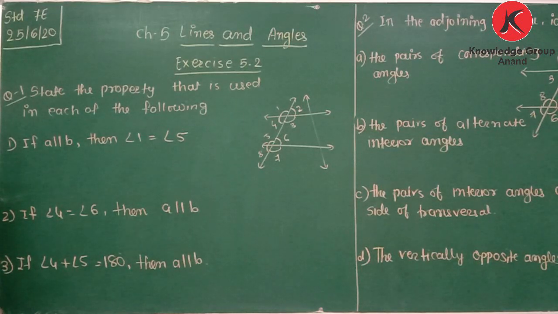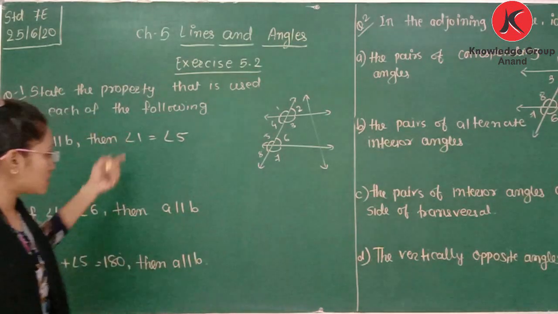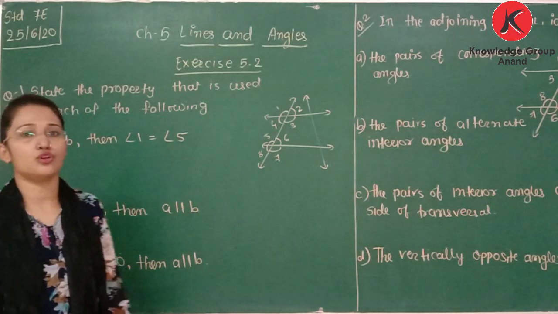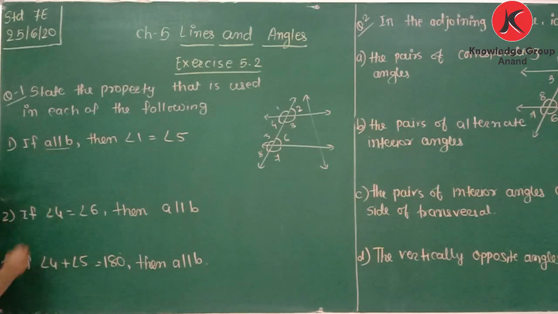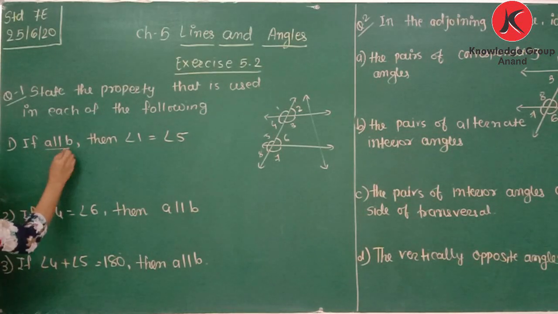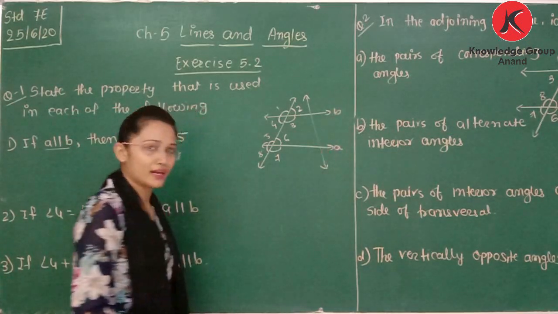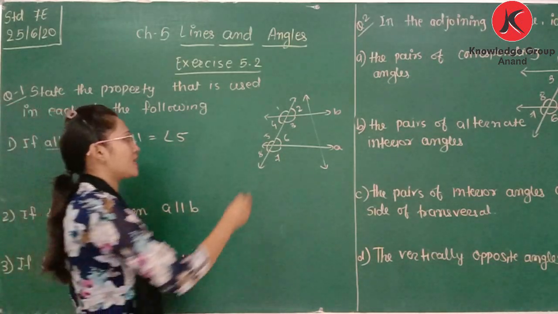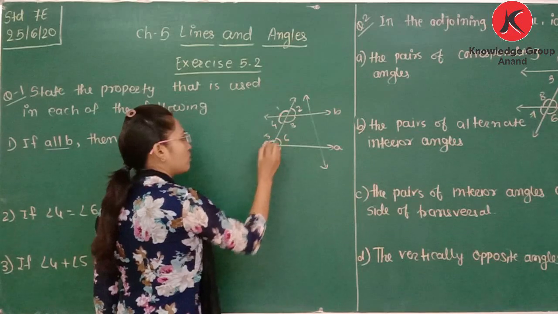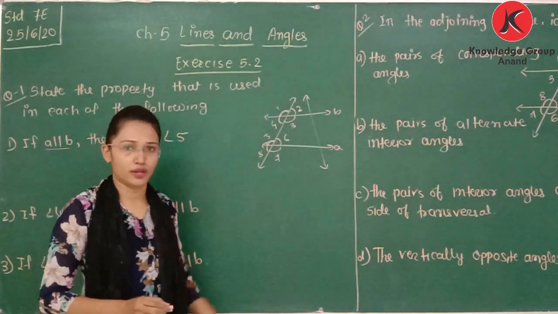Question number 1 here. State the property that is used in each of the following. I already explained the 6 properties. So in these 3 statements, you need to write which property is used. Here the first is, if A is parallel to B. So let's say these two lines are A and B and these are parallel lines. Then angle 1 is equal to angle 5. Now find out where angle 1 is. It is here. And angle 5 is here. So which pair is this? We can say these are the corresponding angles.